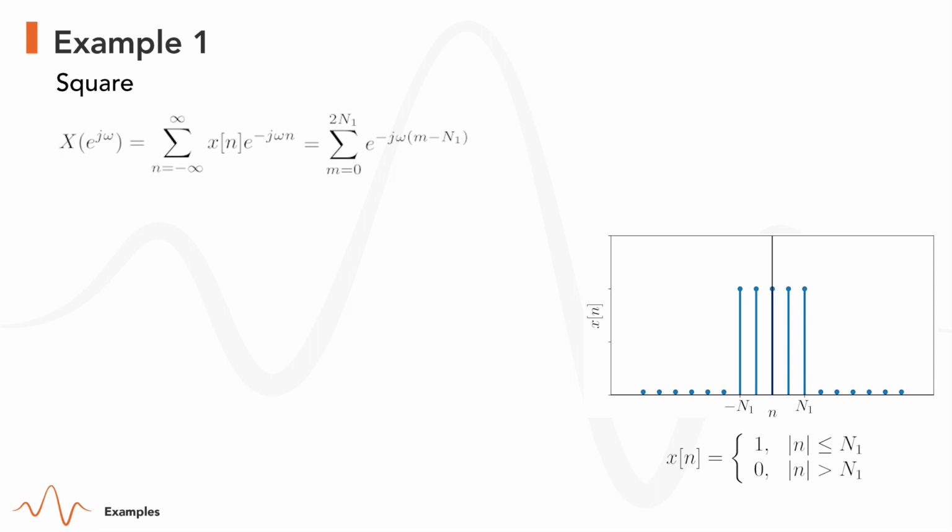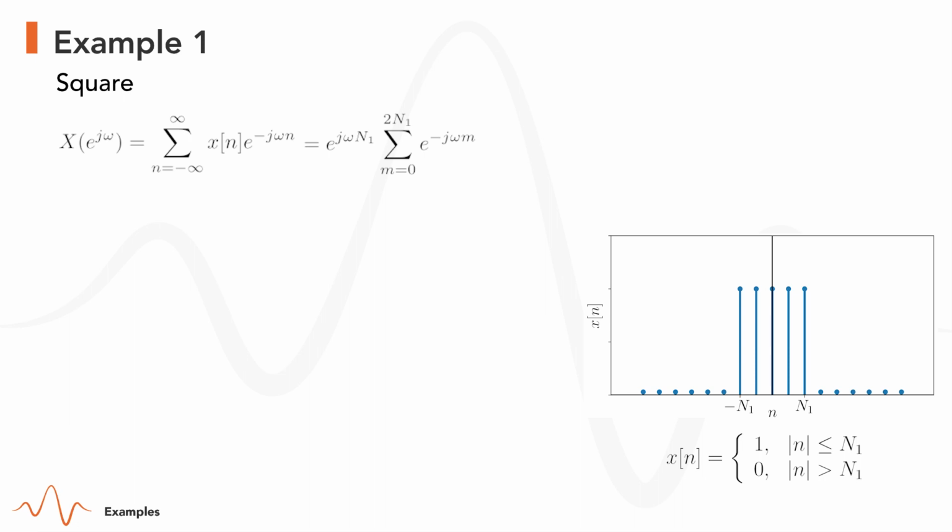Now, since the exponential of the sum is the product of the exponentials, we can write e to the power of minus j omega times m minus capital N1 as e to the power of minus j omega m times e to the power of j omega capital N1. Since we are adding over m and e to the power of j omega capital N1 does not depend on m, we can take it out of the summation and move it to the front of the summation, meaning that this factor will multiply each value of the summation.